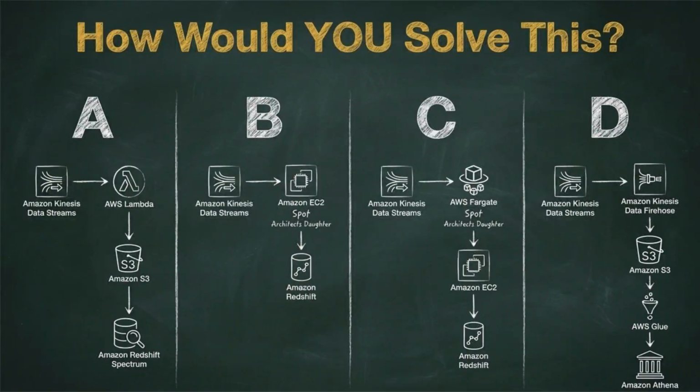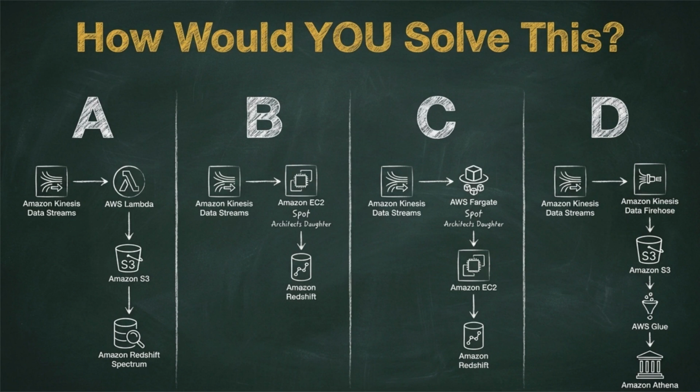Option A. Use AWS Lambda to process and enrich clickstream data. Lambda writes results to Amazon S3. For analysis, use Redshift Spectrum, which queries data directly from S3. Option B. Spin up an EC2 Spot instance. These are cheap virtual machines. It pulls the data stream, enriches the clickstream, and sends results directly to Redshift via the copy command.